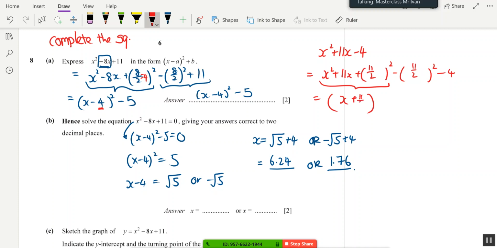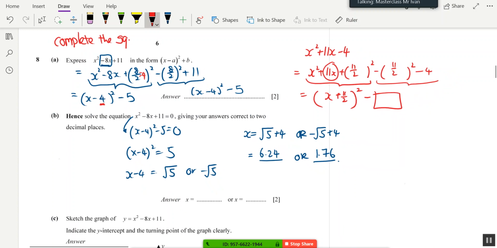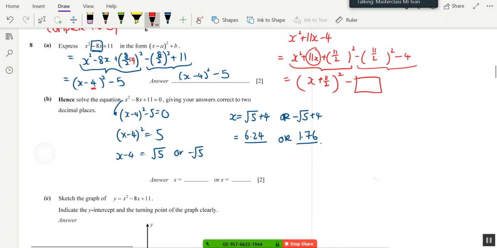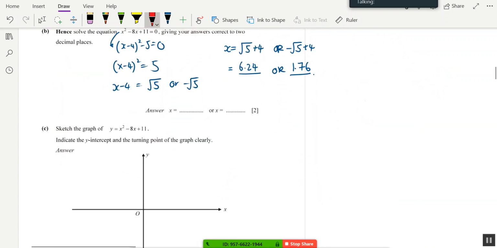11 over 2. Yes, just 11 over 2, just the b only. Okay, the whole thing square, understand? Because this guy is your 2ab, understand? Okay, then the behind these two, go and use your calculator to work out. That means minus something here. Okay, and then the third part, it will always be linked one. Alright.